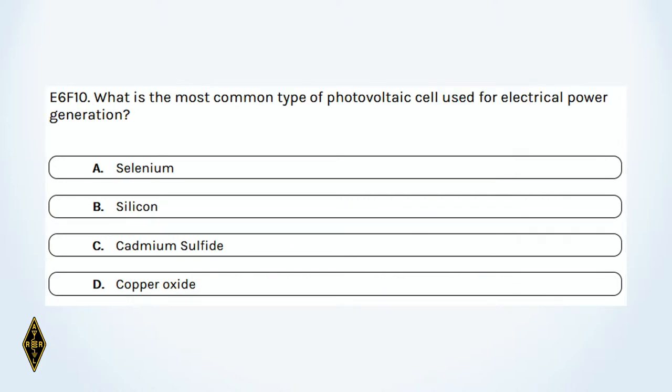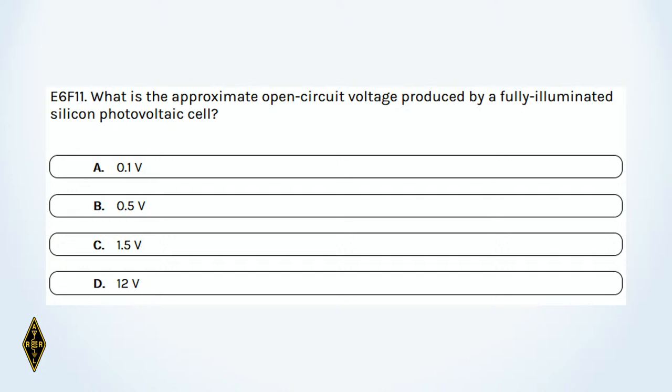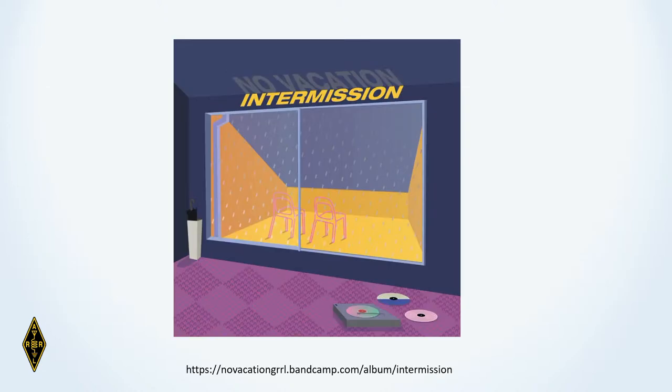And what is the most common type of photovoltaic cell? Bravo. Silicon. And what is the approximate open circuit voltage produced by a fully illuminated silicon photovoltaic cell? Bravo. Half a volt. And that, ladies and gentlemen, is the midpoint, or actually two-thirds point in this class. Let's go ahead and take 5 minutes and get up and move around, stretch, and we will see you back here in five.